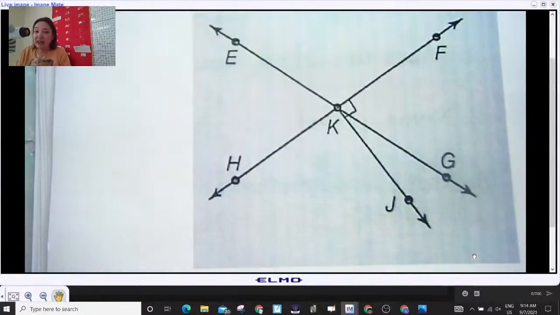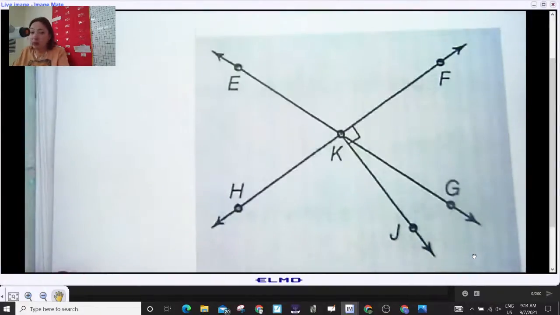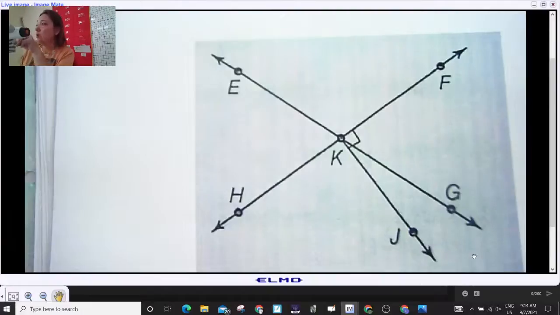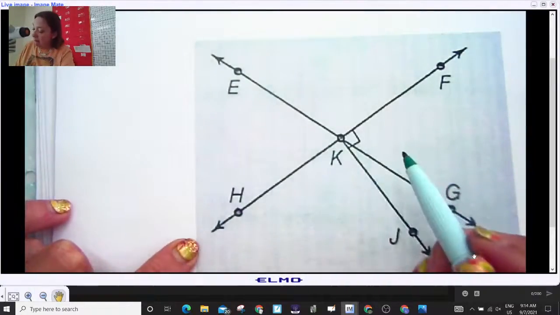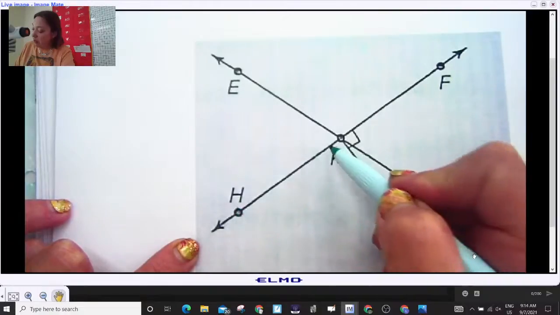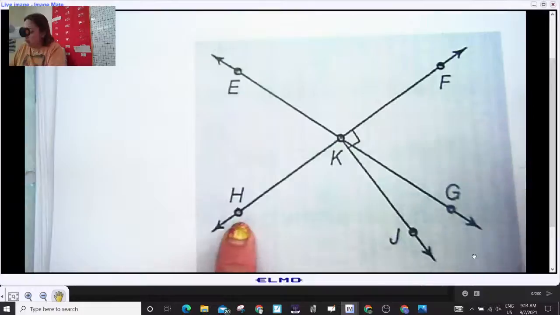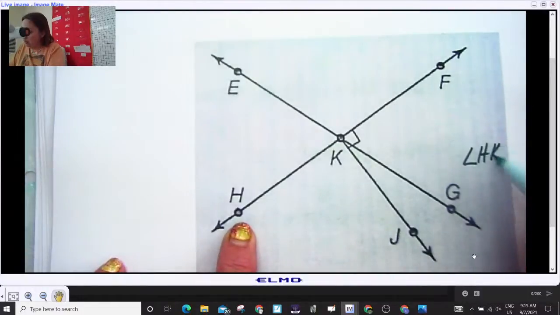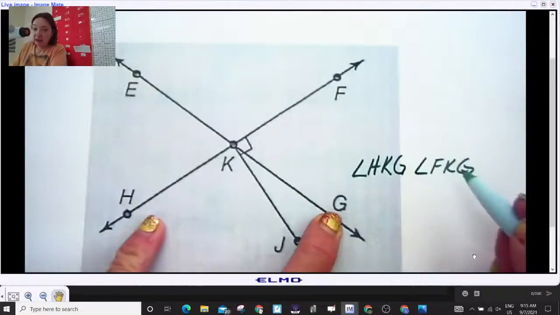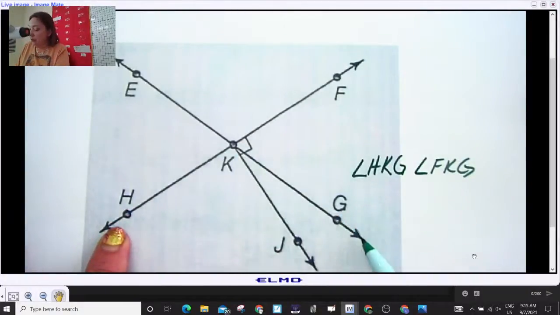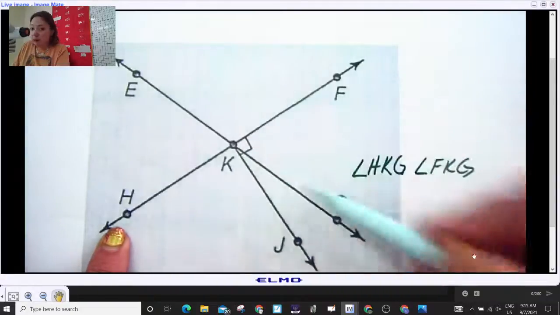Next question. Name a linear pair. Y'all, there are so many linear pairs in this diagram, it's not even funny. So, name a linear pair. That's two angles that add up to 180 that are adjacent. HKG, this guy, angle HKG, and what? FKG. Do y'all see that? So they're saying this one, right? And this one, right? Okay, what else?